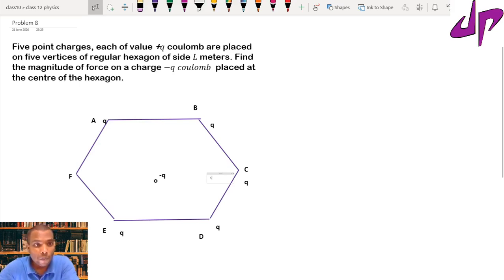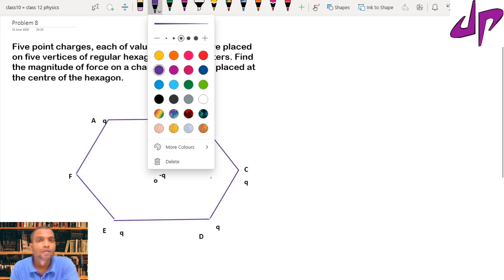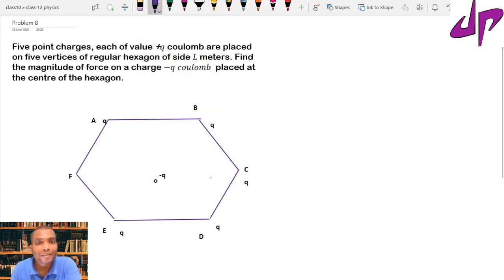Let's see one more problem. The problem is: 5 point charges, each of plus q coulomb, are placed on the 5 vertices of a regular hexagon of side L meter. So this is a regular hexagon of side L meter. 5 positive charges are placed at 5 vertices 1, 2, 3, 4, 5. Find the magnitude of force on charge minus q coulomb placed at the center of the hexagon.